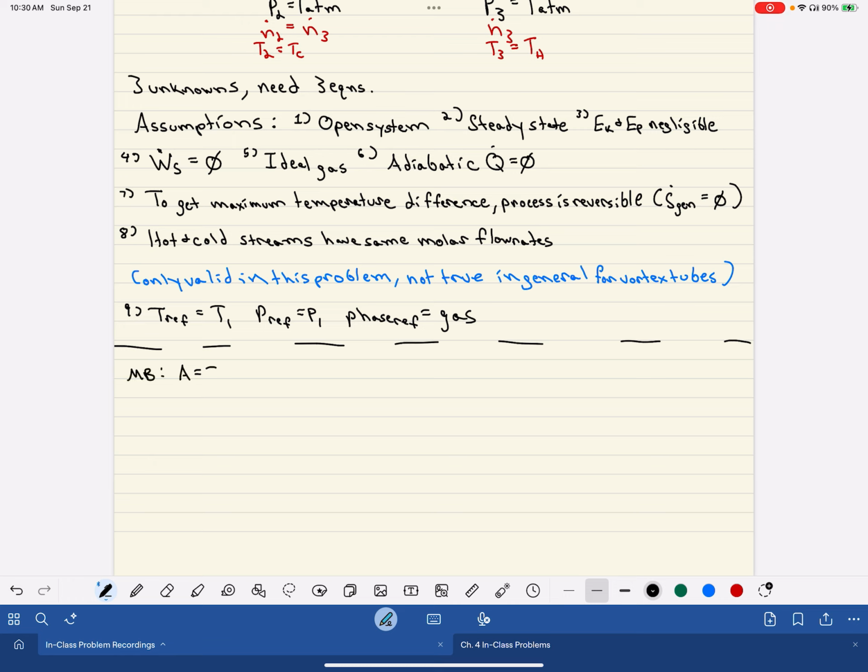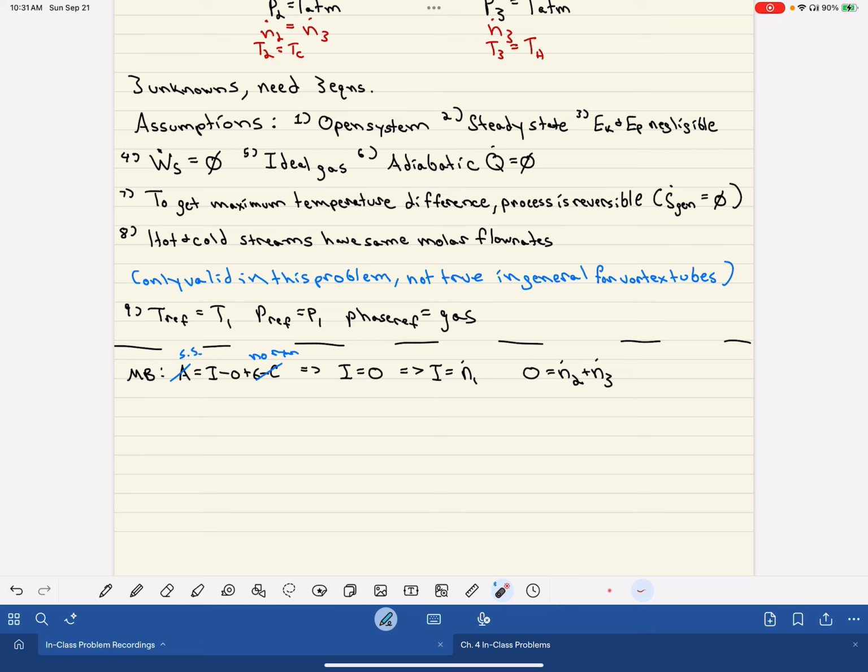So for the material balance, steady state, no reaction. Therefore, inlets equal outlets. The inlet is N1, and the outlet is equal to N2 plus N3.